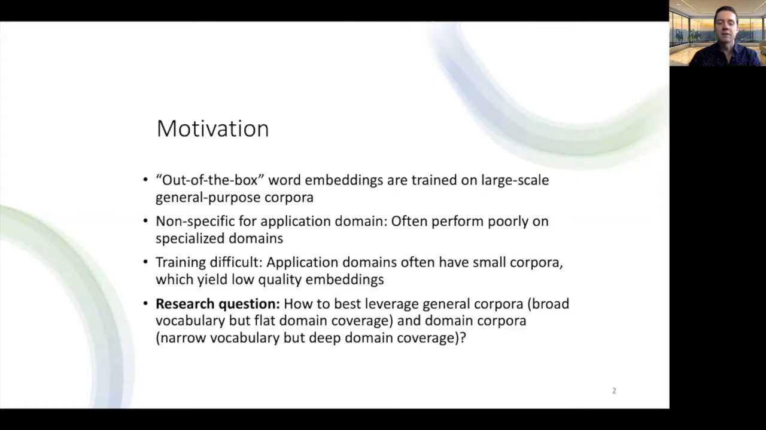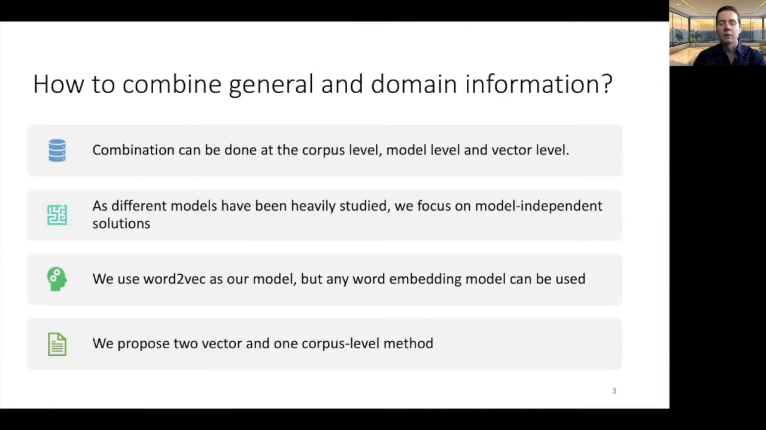The research question that we are trying to answer in this work is how to best leverage general corpora like Wikipedia, which have a broad vocabulary but flat domain coverage, and domain corpora, which have a narrow vocabulary but deep domain coverage. So to answer our research question, there are multiple things we have to consider.